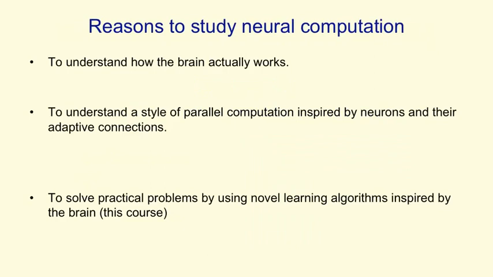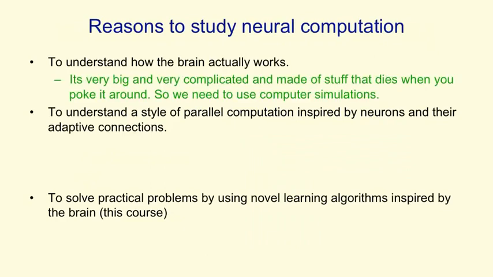The first is to understand how the brain actually works. You might think we could do that just by experiments on the brain, but it's very big and complicated, and it dies when you poke it around. And so we need to use computer simulations to help us understand what we're discovering in empirical studies.